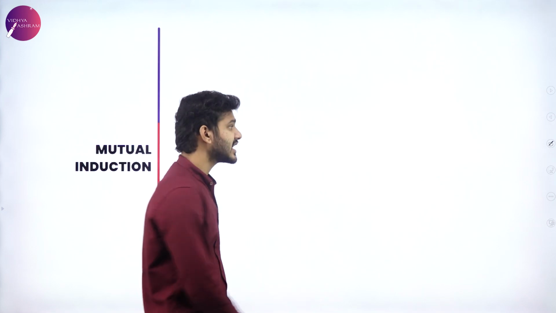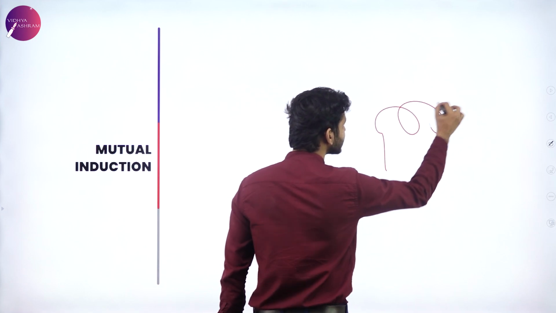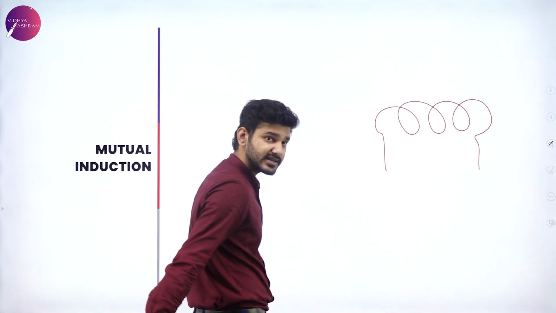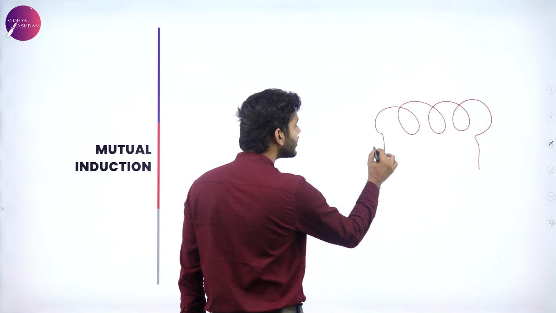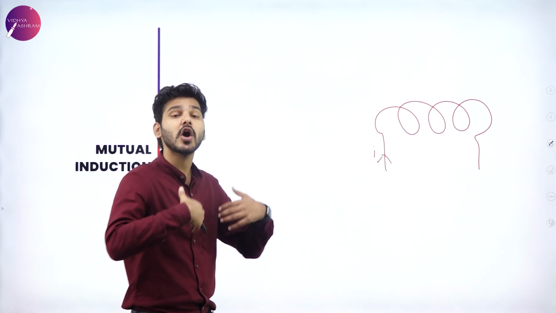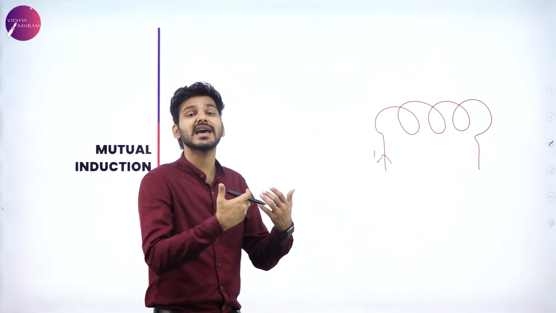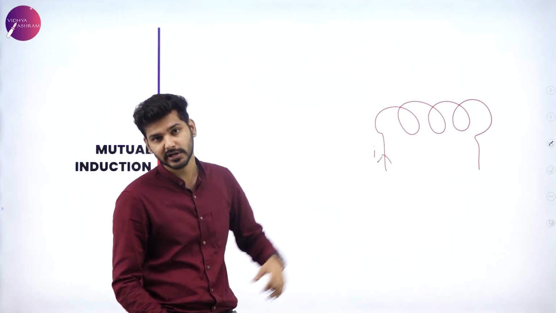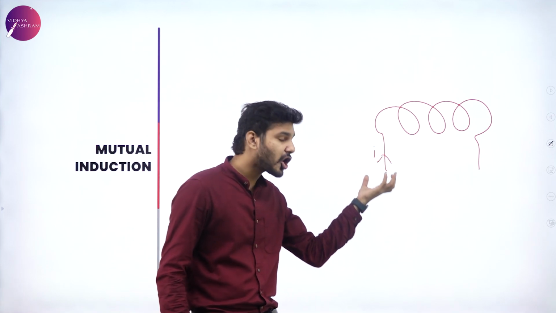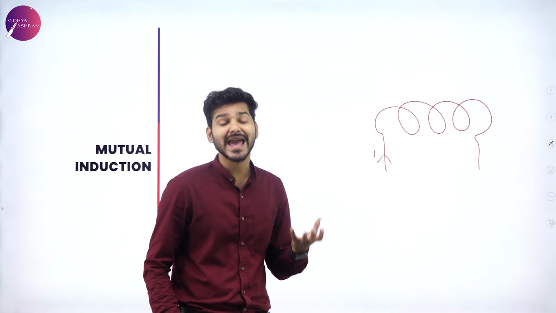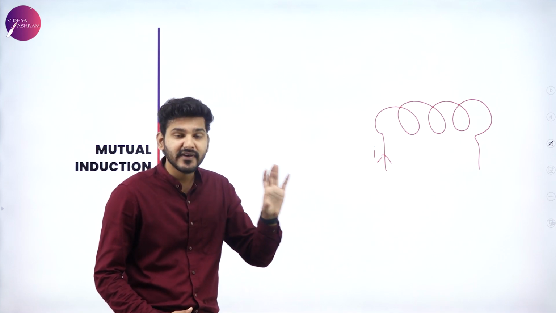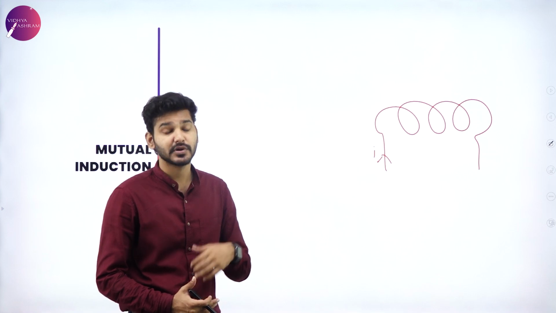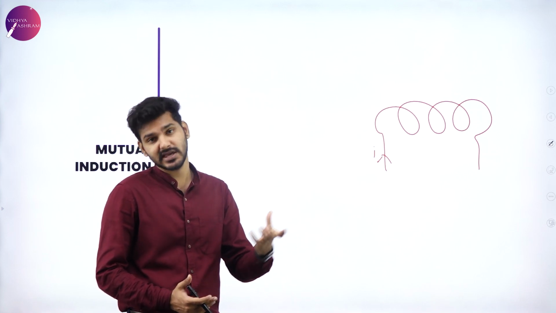We just saw that if there is a coil like this, and if we change the amount of current passing through that, the coil itself will induce an EMF so that it opposes the relative change in this particular coil. So here the coil itself was inducing an EMF in order to prevent any change from happening. That particular EMF was known as back EMF.